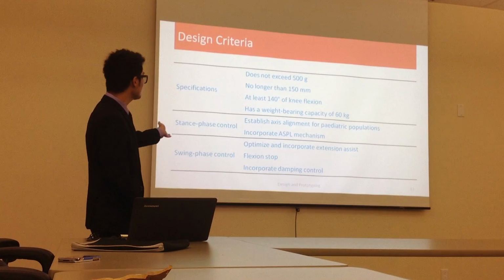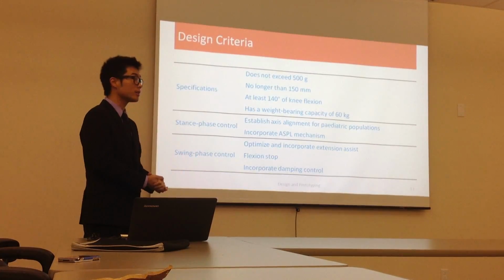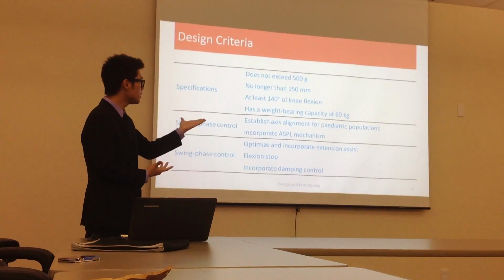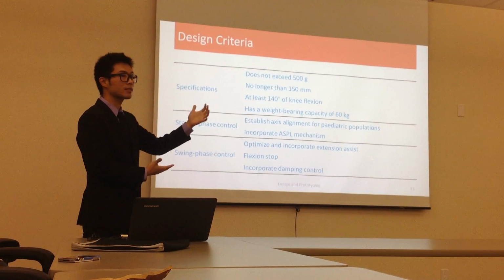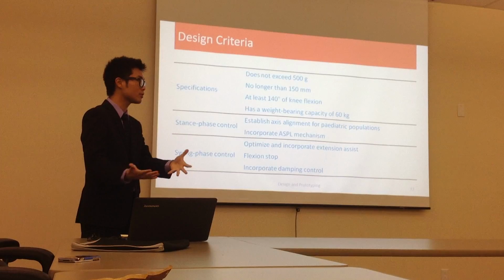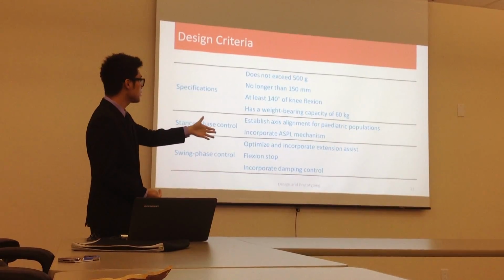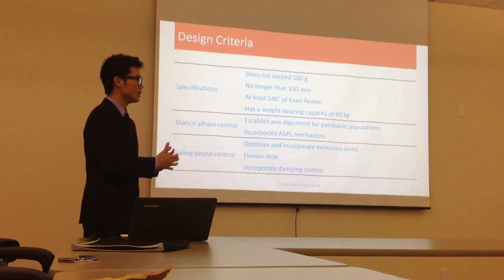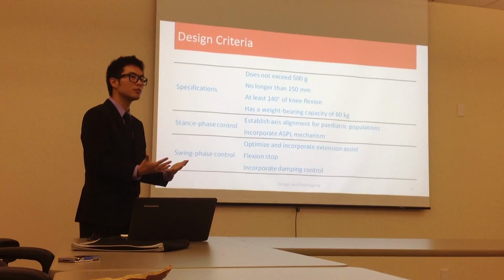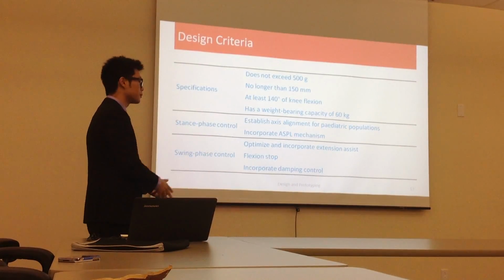As for the stance phase control and swing phase control, like I said before, the objective of this project is to incorporate the ASPL mechanism. To do that, we have to establish the alignment for pediatric users, because we want the knee to be used by the pediatric population. We wanted to incorporate swing phase control, extension assist and damping control because the majority of commercial products lack them, and we aim to provide a better swing phase.